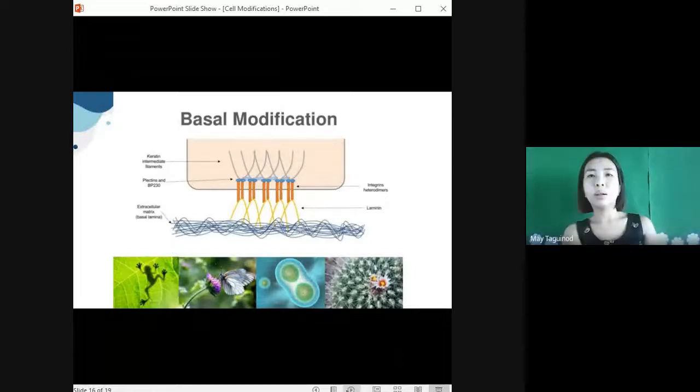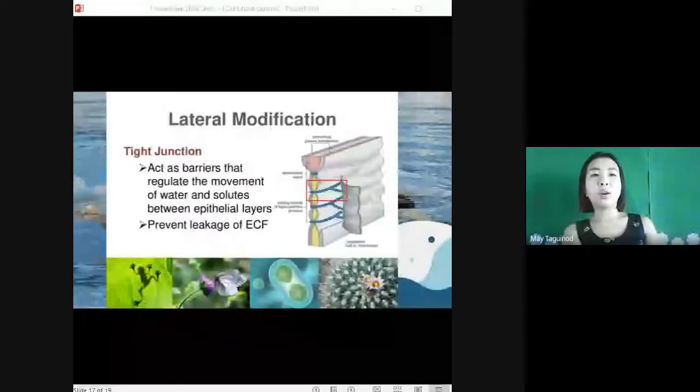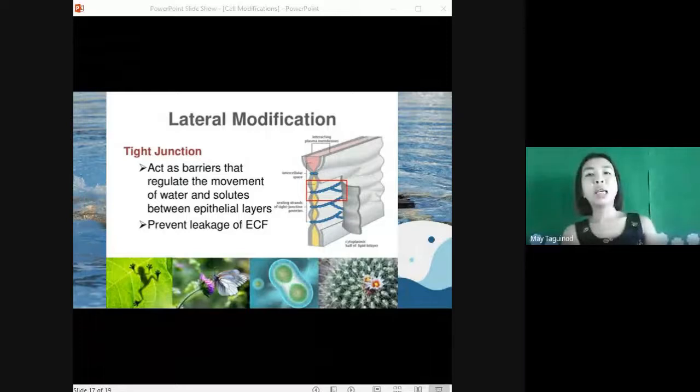All right, now let's move on with the lateral modification. Under this are the tight junction, adhering junction, and gap junction. First we have the tight junction. They act as barriers that regulate the movement of water and solutes between epithelial layers, and they prevent leakage of ECF.